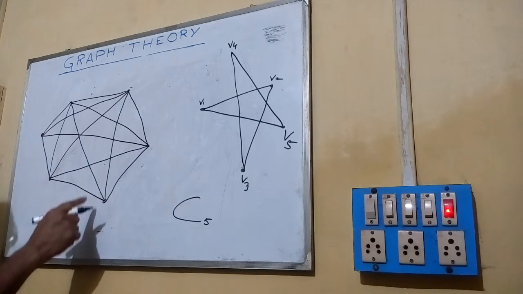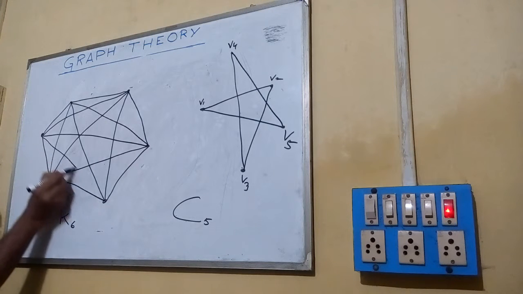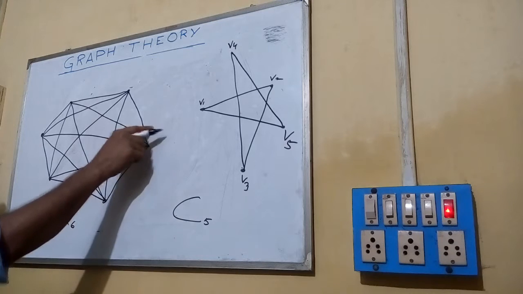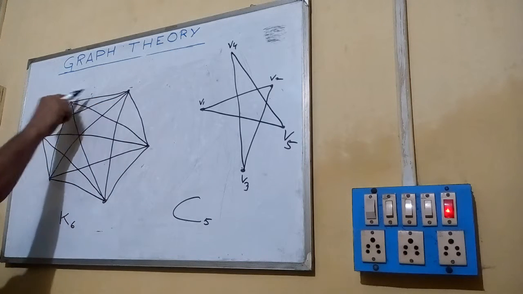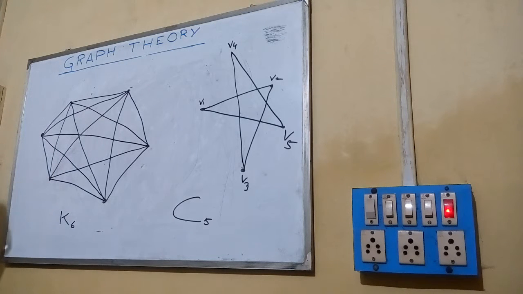Sorry, there is one mistake here. These vertices have degree 5. These vertices have degree 5. These vertices have degree 5. In this way, you can see all the vertices have degree 5. So in K6, degree of all the vertices will be 5. Hence, it will be a 5-regular graph.